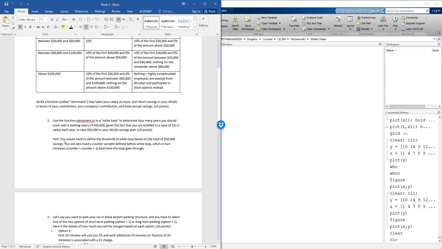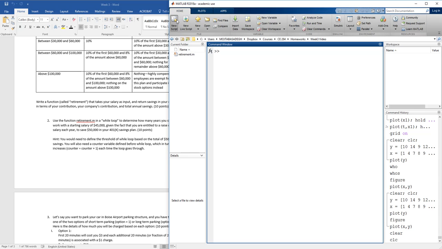And there is a hint here. You would need to define the threshold for the while loop based on the total of $50,000. So basically you want to work each year, you have a salary, you will accumulate your savings until you get 50K. You will also need a counter variable defined before the while loop, which increases within the loop. All right, so let me open up a script.